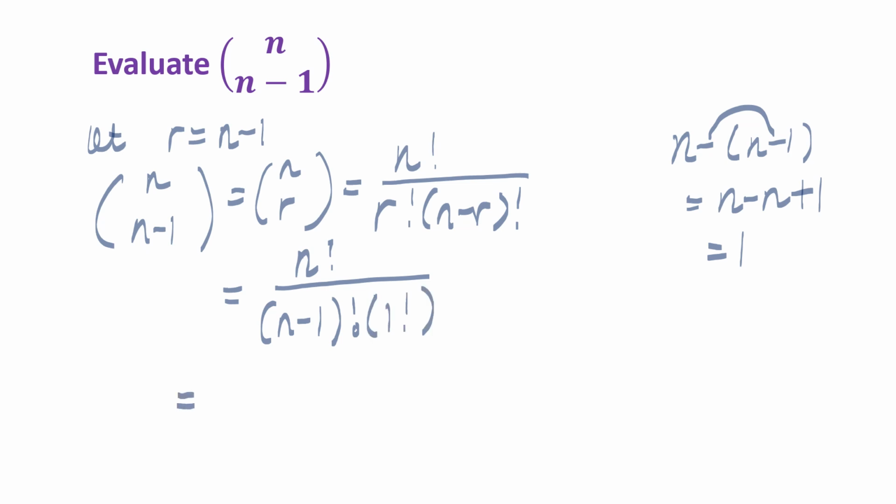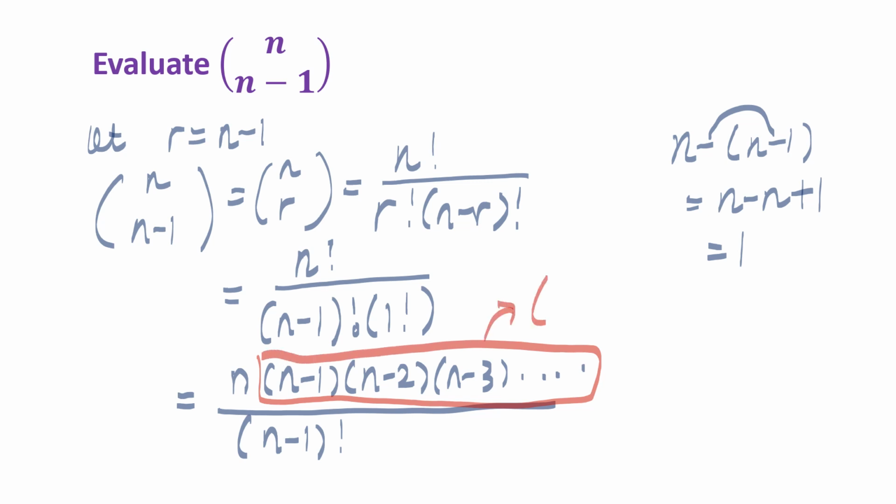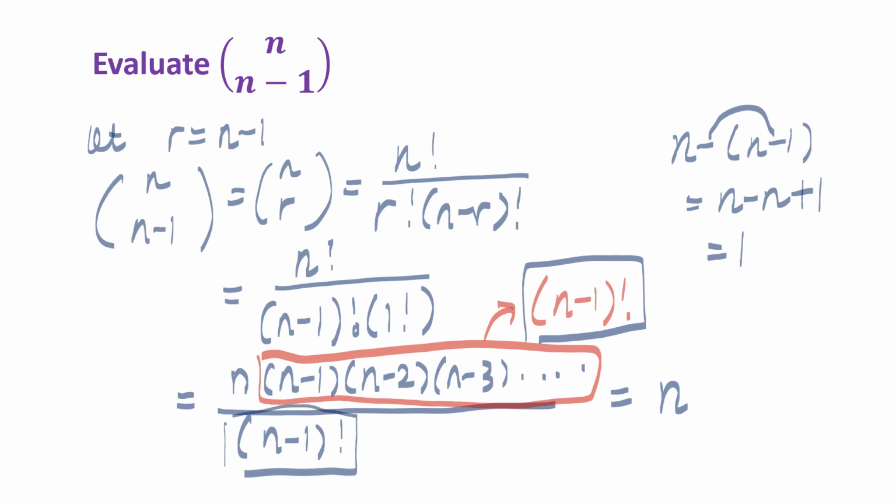Alright, so what is n factorial? n factorial means n times (n minus 1), followed by n minus 2, followed by n minus 3, and so on and so forth, right? Alright, and what is 1 factorial? 1 factorial is just 1. Okay, so we have learned earlier on that this one can be collapsed into (n minus 1) factorial. Okay, think about it. So we can simplify it to be just n, because the n minus 1 factorial can be divided with this n minus 1 factorial to get 1, and 1 times n will give you n.